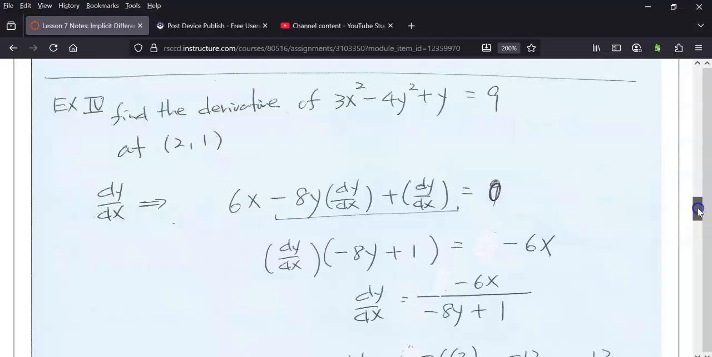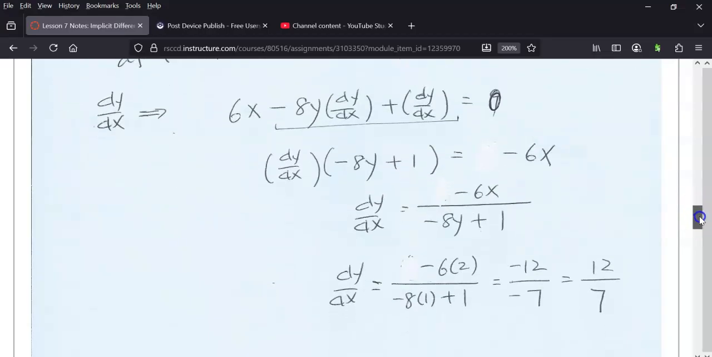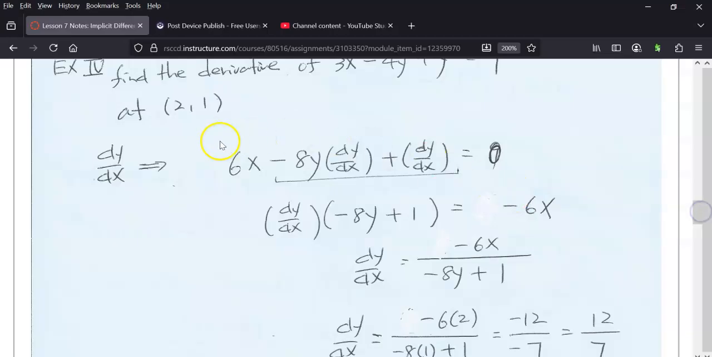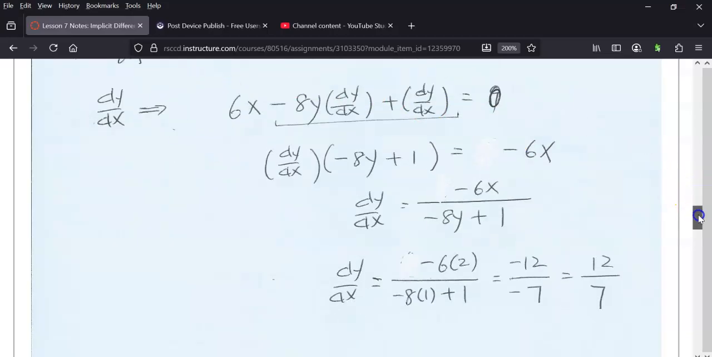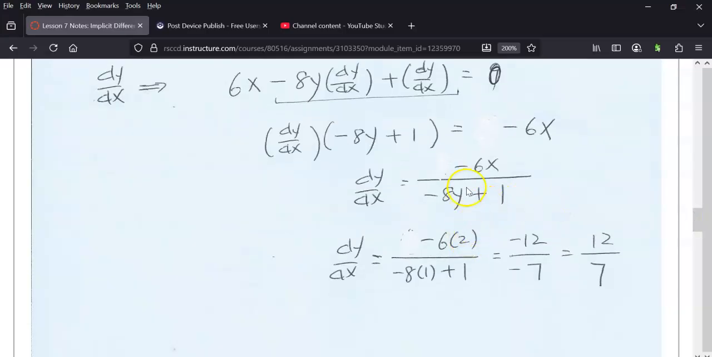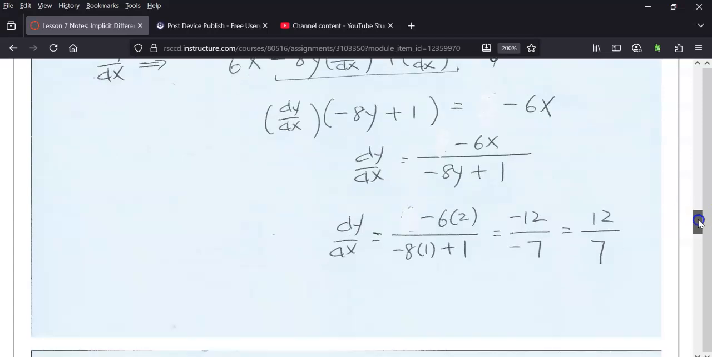Now, at that point everything is the same, except when you're done, they want you to find the derivative at a specific point, when x equals 2 and y equals 1. So you simply plug in 2 for x and 1 for y, then you get your answer. So the derivative is equal to 12/7.